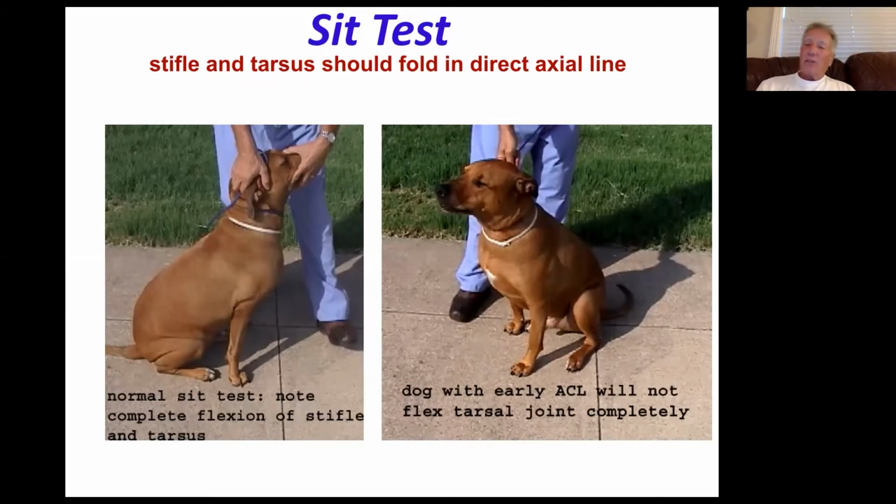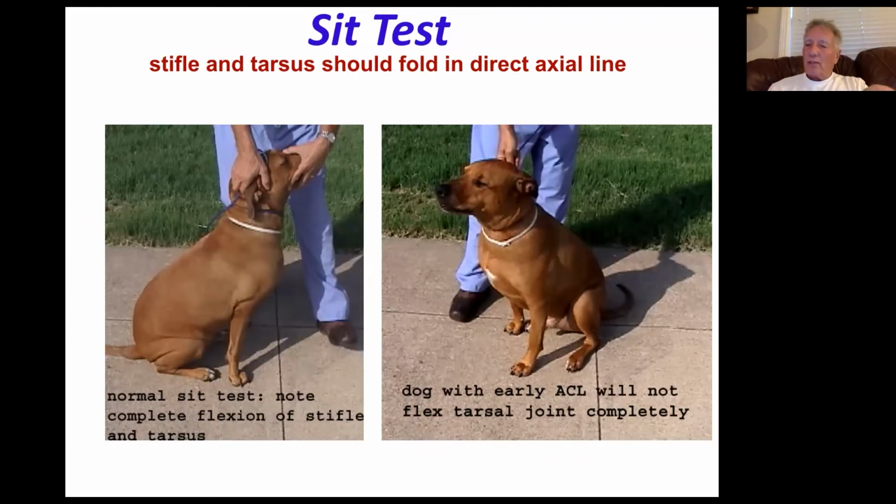Now, look at the other image over there. The knee's flexed up. It's not turned to the outside, but look at the ankle. They don't flex the ankle up all the way. That's a very early abnormal sit test. And in that large dog that has that early ligament injury, that's, in my experience, almost pathognomonic. And I think there was a paper out of England that substantiated that.